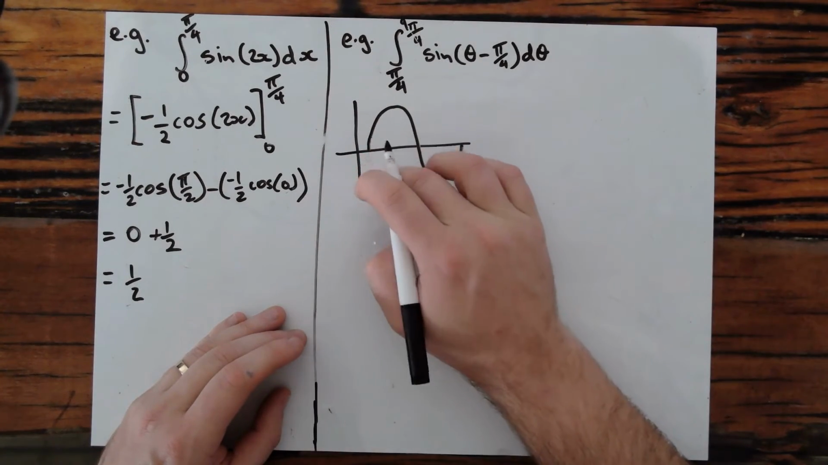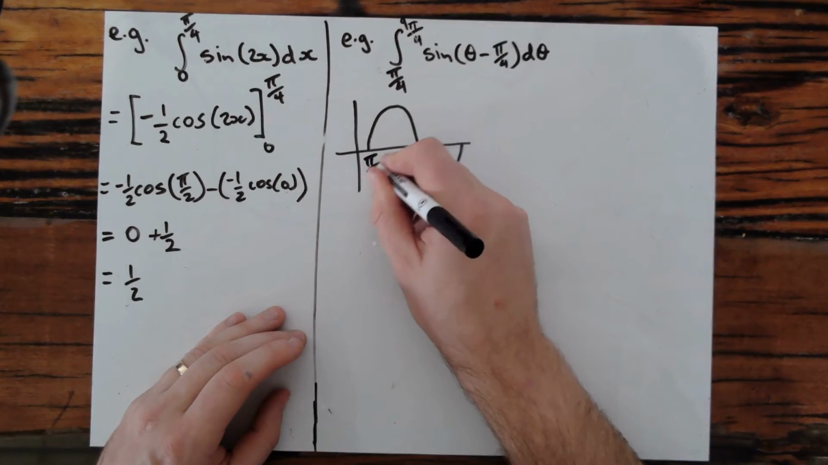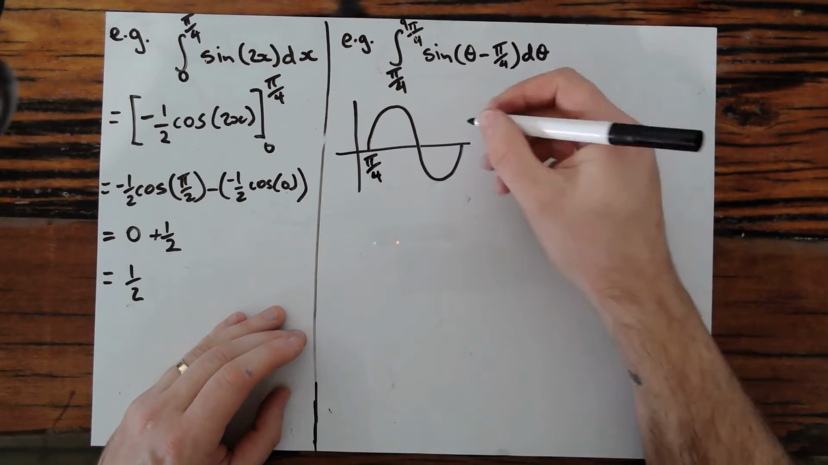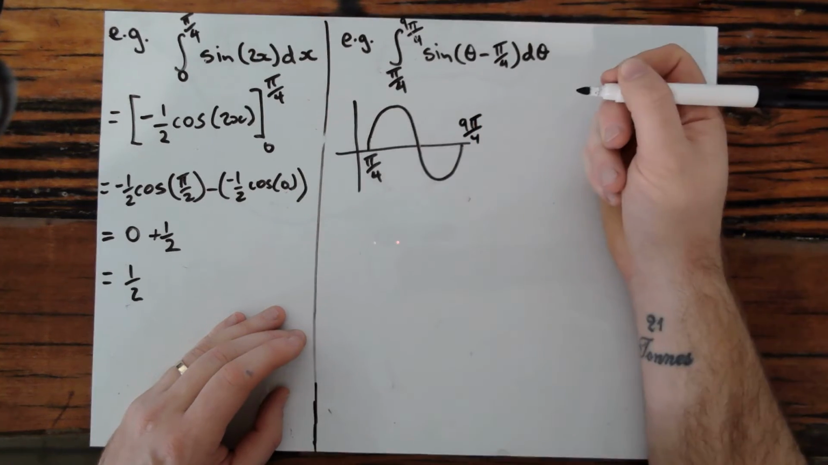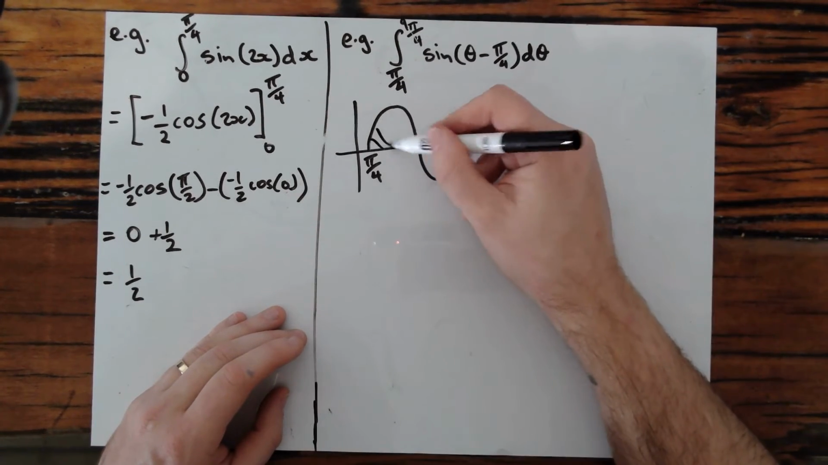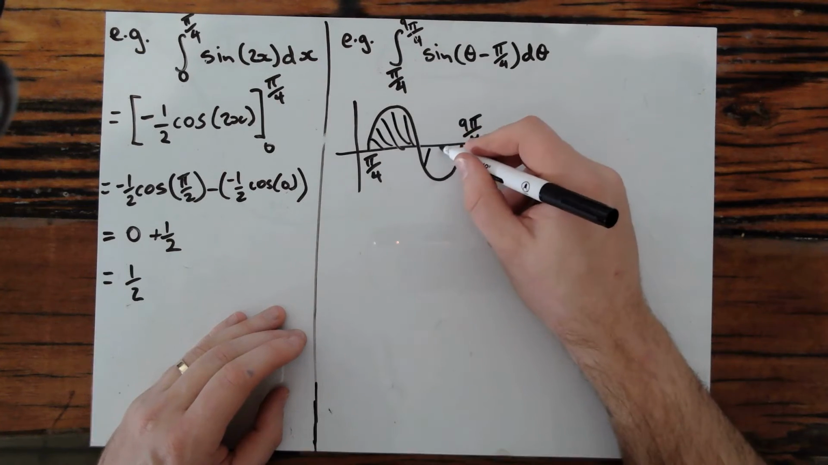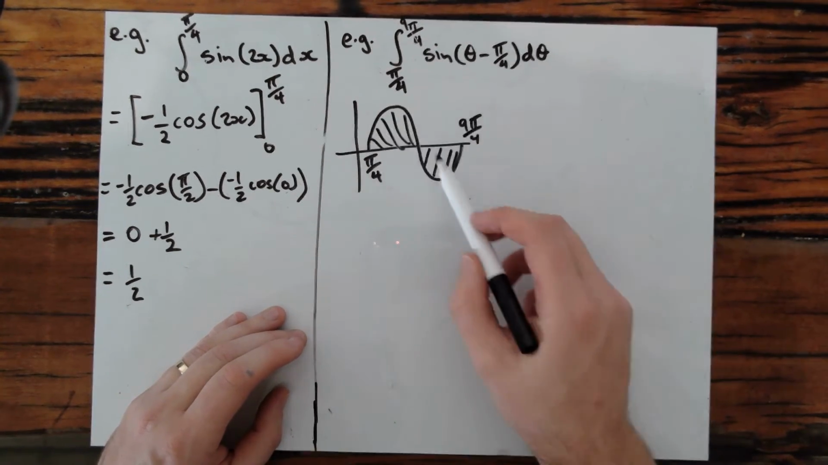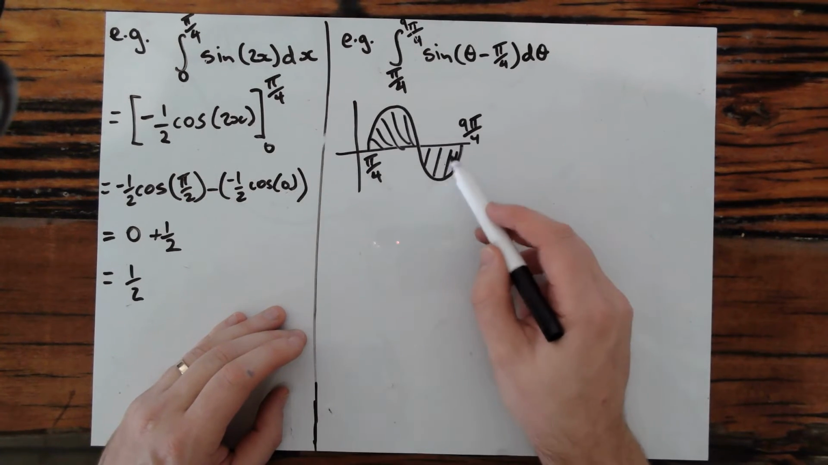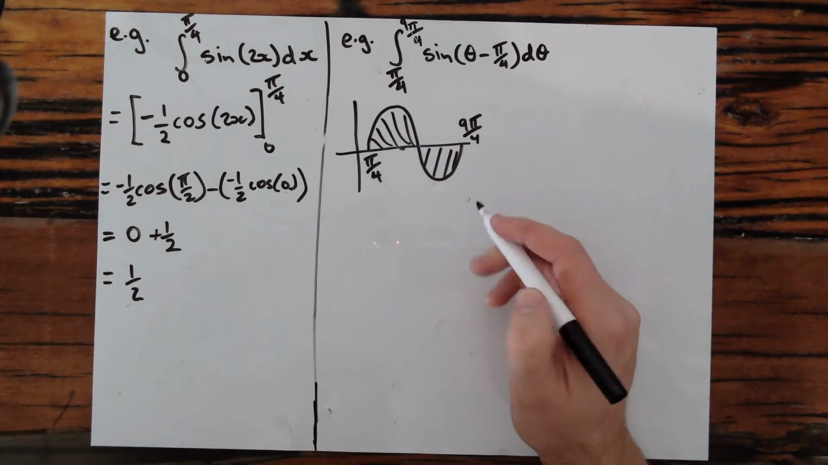Sorry, not 0, at pi on 4 instead of 0, because of that translation. And we come up here, funnily enough, to our 9 pi on 4. Okay, so because of this, we've got this signed area in here. I've not drawn it the best, but these two areas will be equal in size, but this one will be negative, so they actually completely cancel each other out.